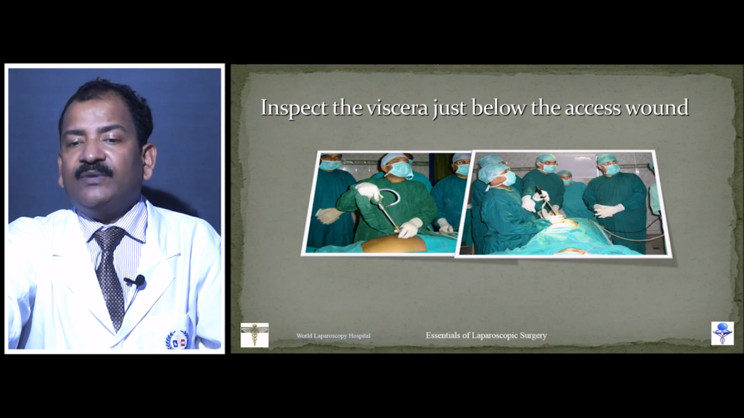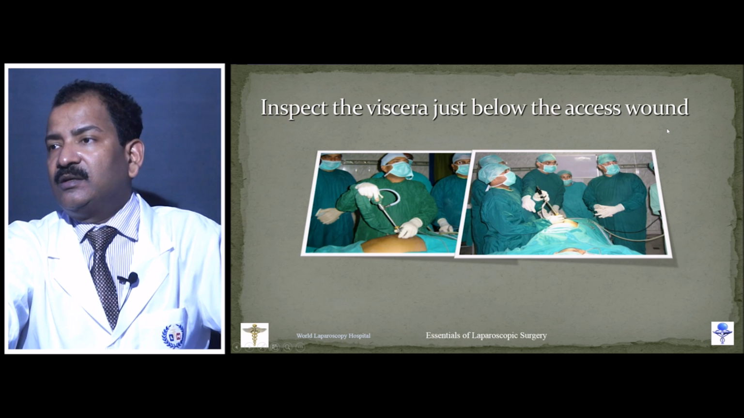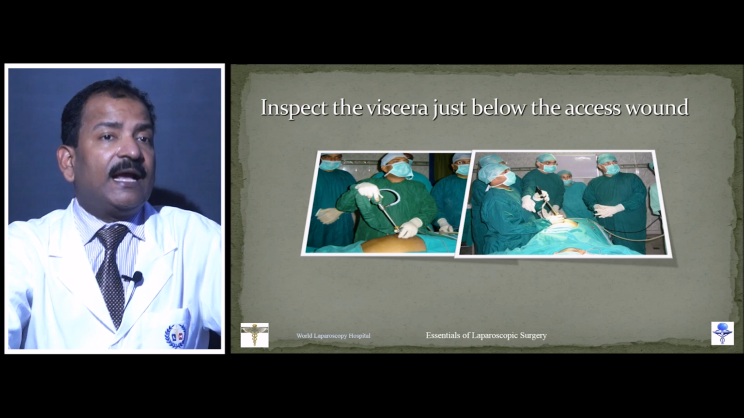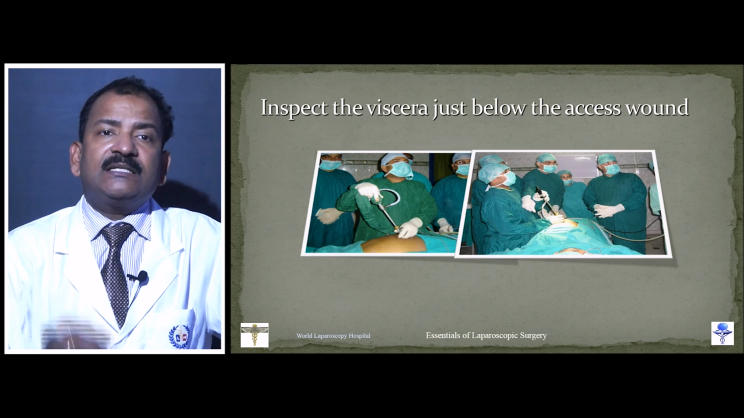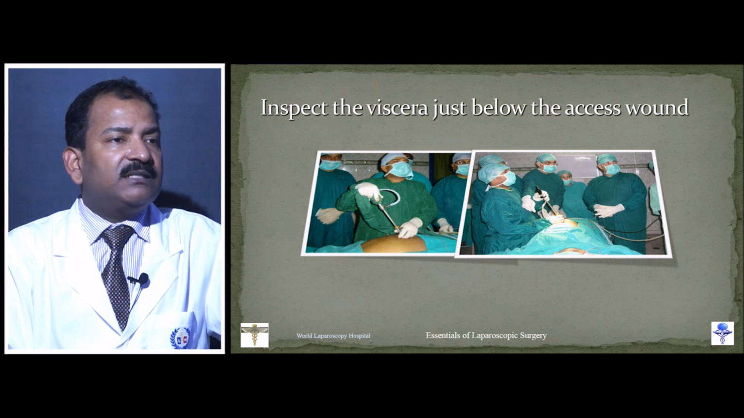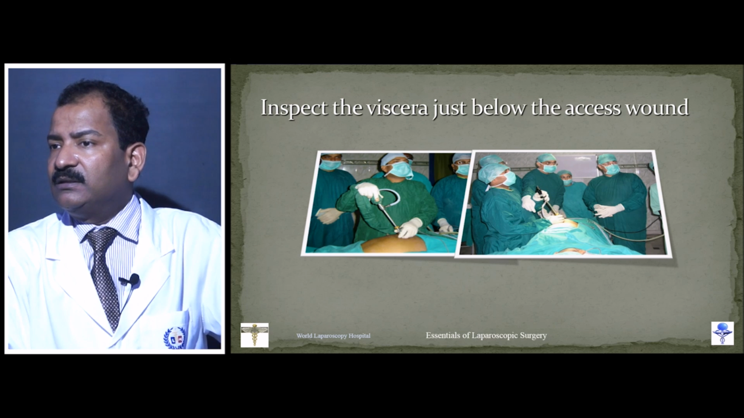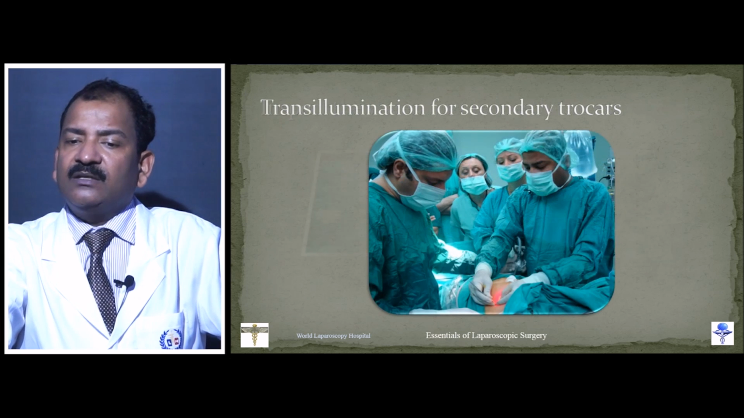Once you are in, first you should inspect the viscera just below the insertion to look for any injury. A few drops of blood you will always see, that is trickled blood through the umbilical wound. We should not panic on seeing this, thinking, oh, I have done some complication. Then you should inspect and put the other trocars.